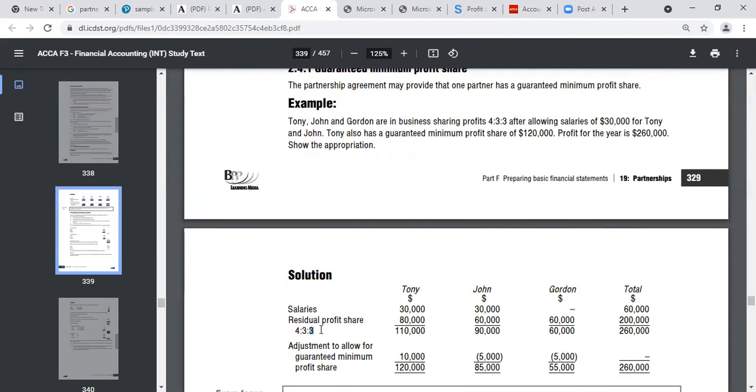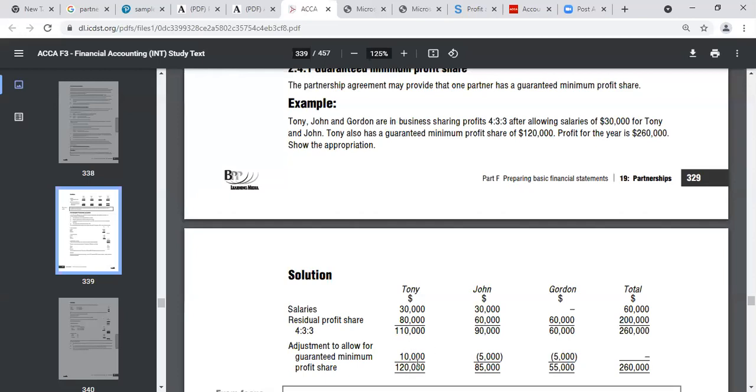So this would be the profit share just in case they didn't have a minimum profit. But after we have done that, we have to make the adjustment. Tony's profit share has to be 120, but here he got 110, and the other partners got 90 and 60. So he got 10,000 less.